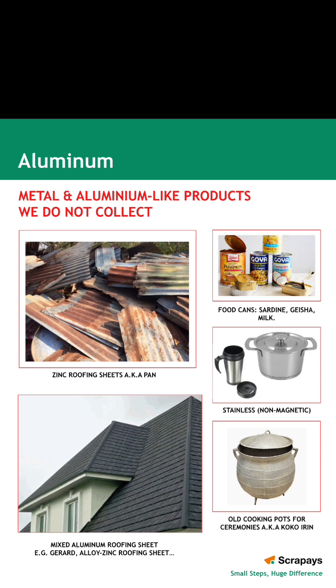Aluminium, or aluminium-like products, we do not collect. Aluminium roofing sheets, aka pan, we do not collect. Food cans, sardine cans, geisha, we do not collect. Stainless, we do not collect stainless. We do not collect mixed aluminium roofing sheets, known as pan. We do not collect cocoinery, known as cooking pots. You know, the ones used to make smoky jollof rice, we do not collect those.